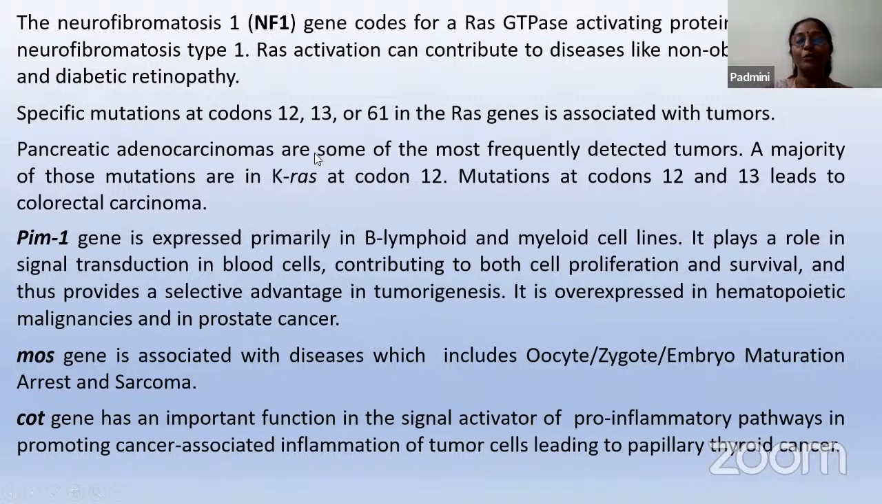Pancreatic adenocarcinomas are some of the most frequently detected tumors because the mutations are in KRAS at codon number 12. Mutations at codon number 12 and 13 lead to colorectal carcinoma.